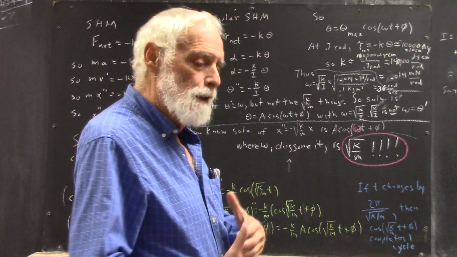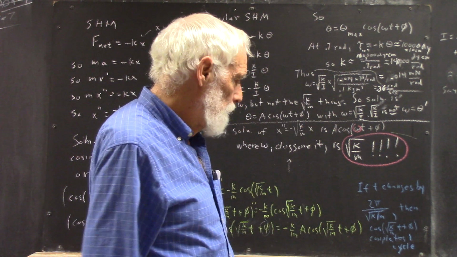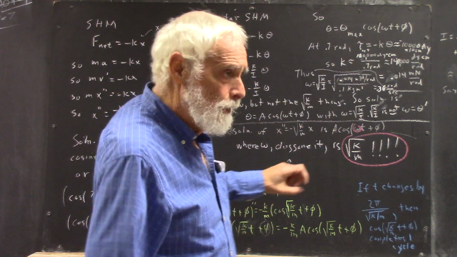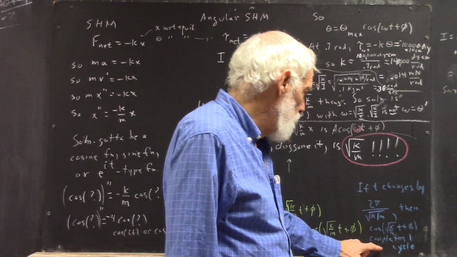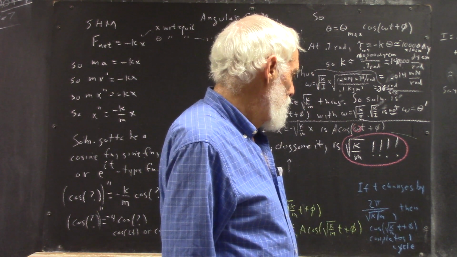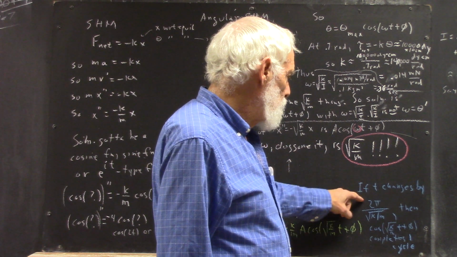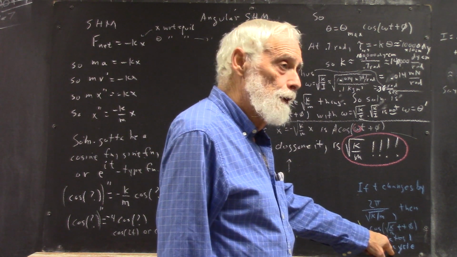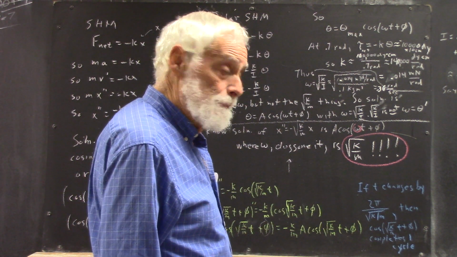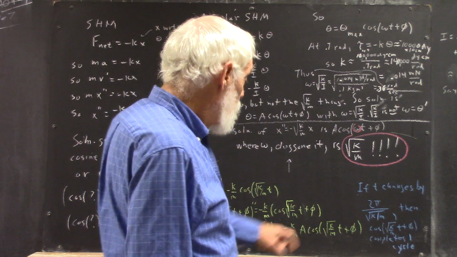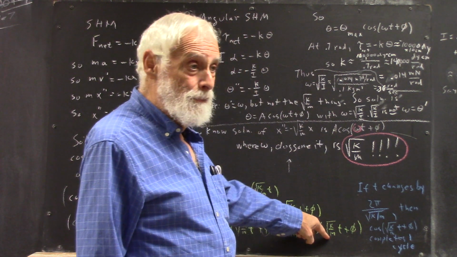It has to be a little more intuitive than that, especially if a little mental arithmetic or whatever does. Okay? Because, well, it just needs to be. Okay, anyhow, so if t changes by this, then this function completes one cycle. So we call this square root of k over m.